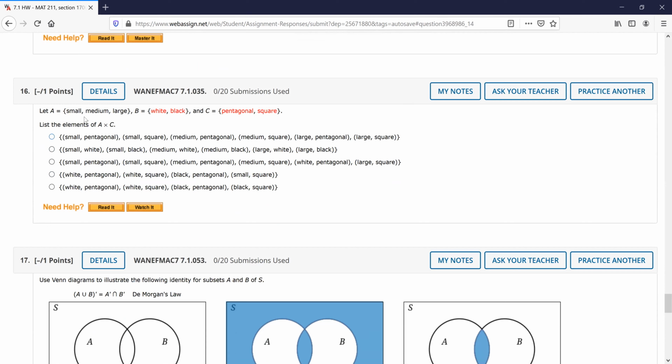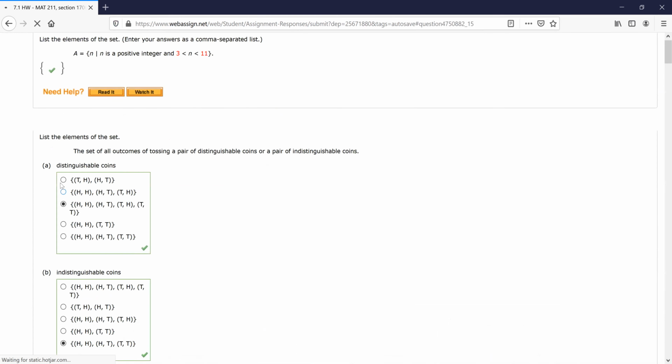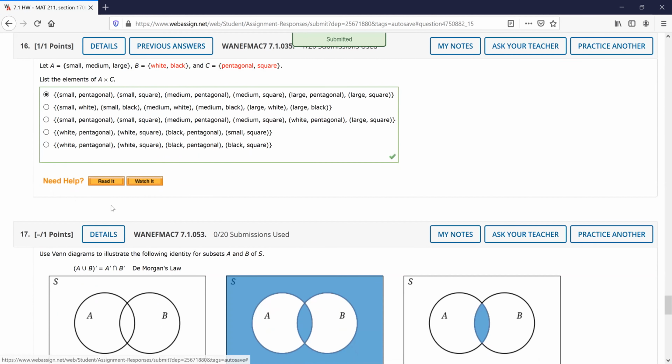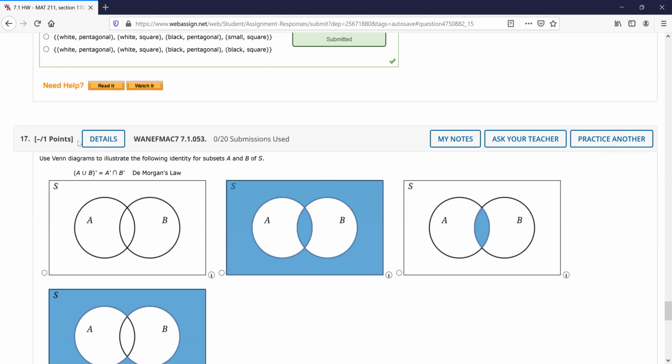Okay, so A cross C here. What this means is you look at A and you look at C and you pair small up with each of these. So they're small pentagonal, small square, medium pentagonal, medium square, large pentagonal, large square. And I think it's that first one there. You can cross something with itself. We saw that before. It's weird, doesn't make much sense, but that's what it means here.